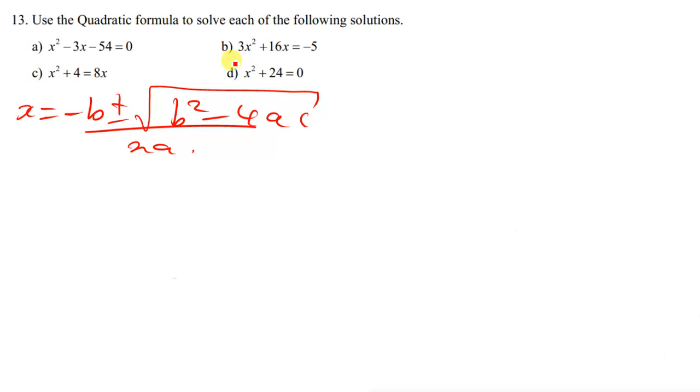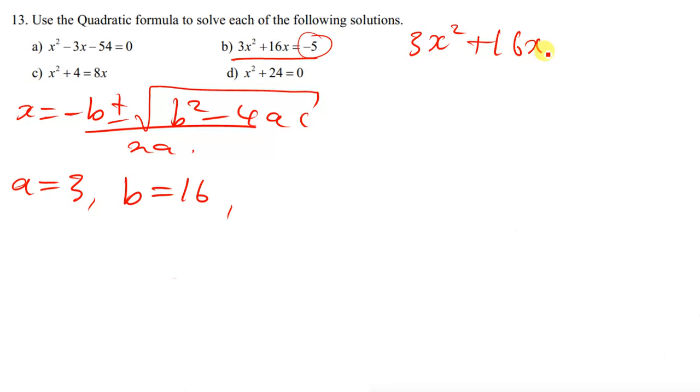So from this equation we can identify our a. Our a is simply just 3. Then our b is simply just 16, and then our c we have to get this negative 5, take it to the other side of the equal sign. So this will become 3x squared plus 16x, then plus 5, because it was negative 5.